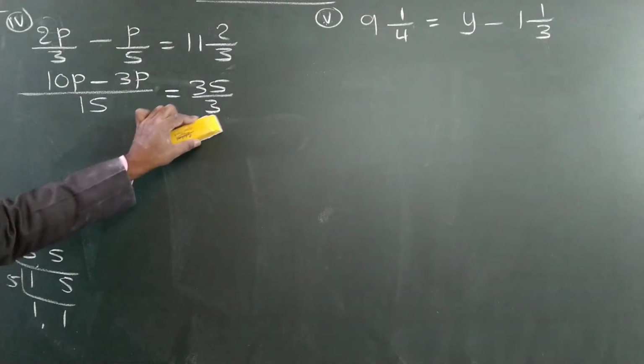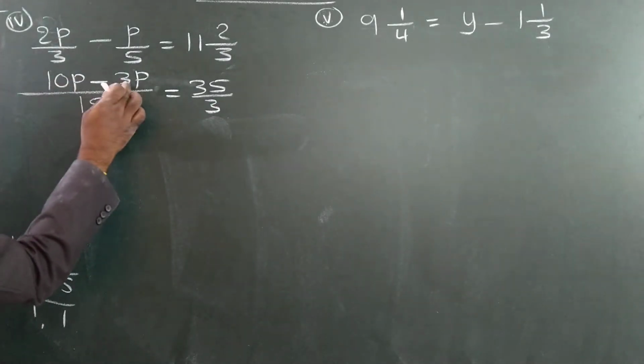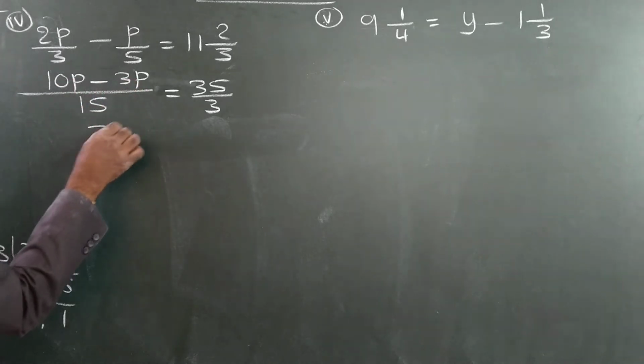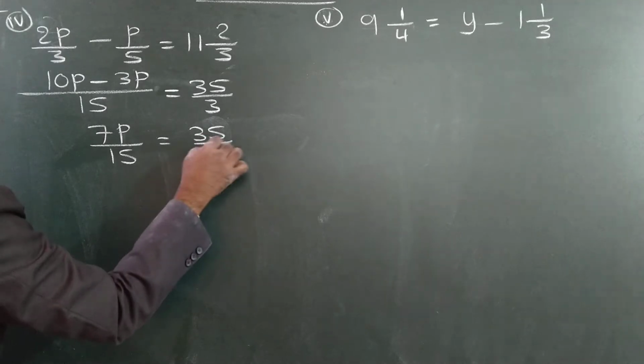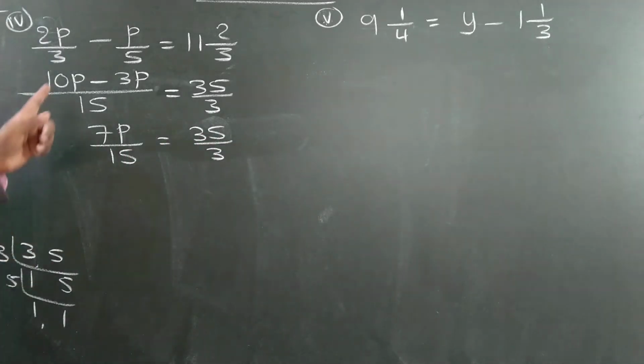After that I will do the cross multiplication, because I will subtract: 10p minus 3p is 7p by 15 is equal to 35 by 3. Now I will cross multiply. See here, 10p minus 3p is 7p, 10 minus 3 is 7. Now cross multiplication.